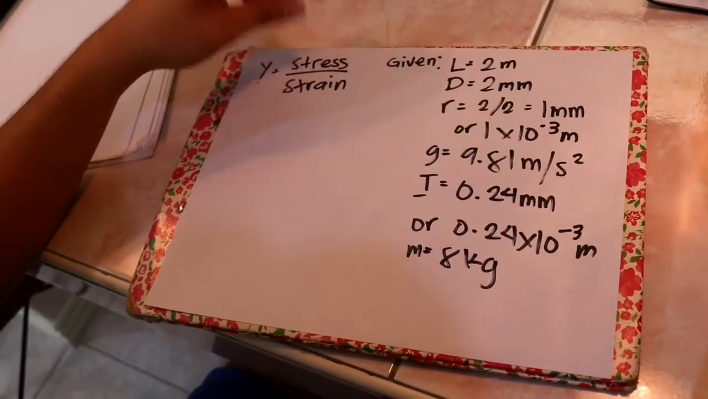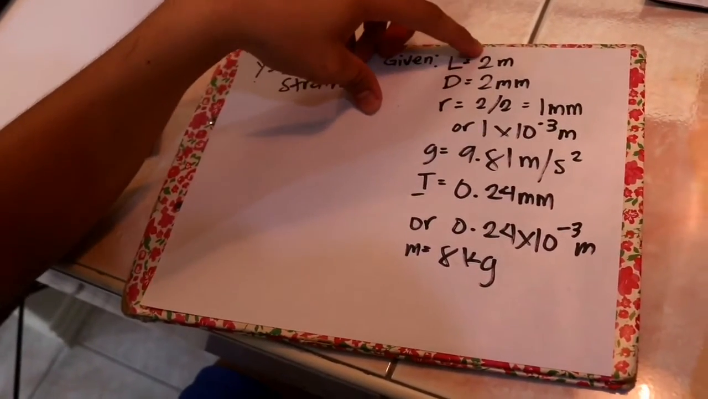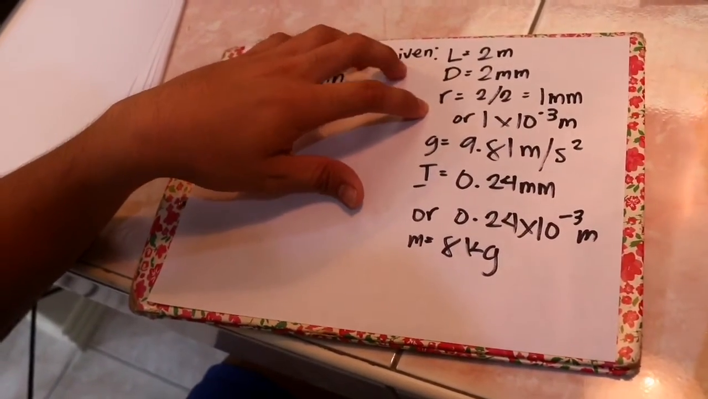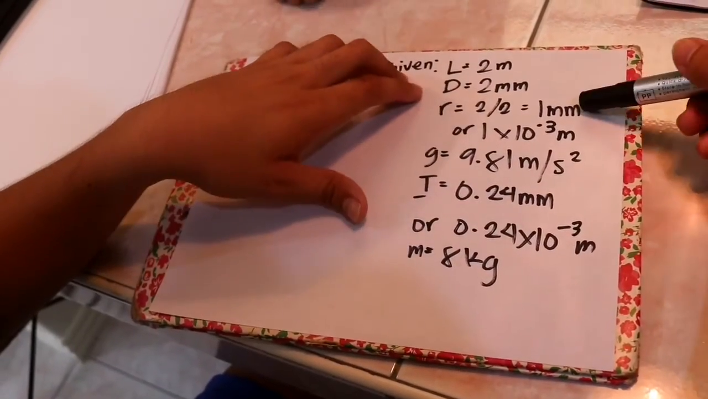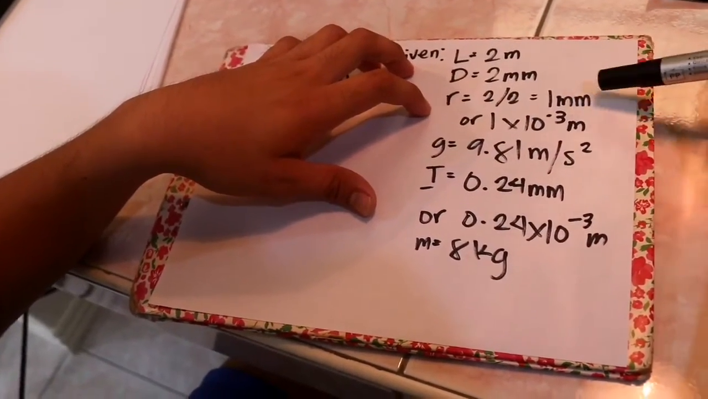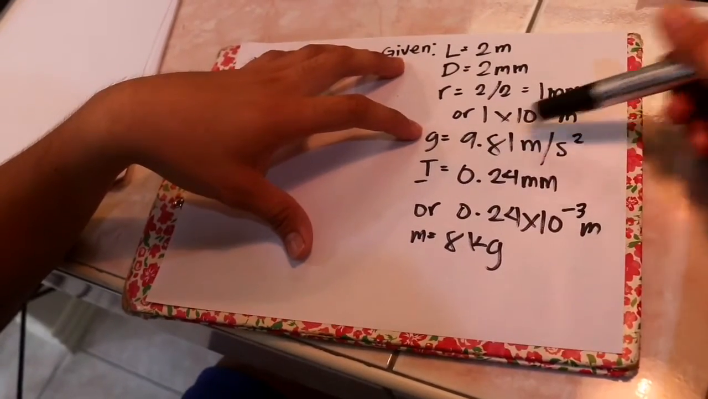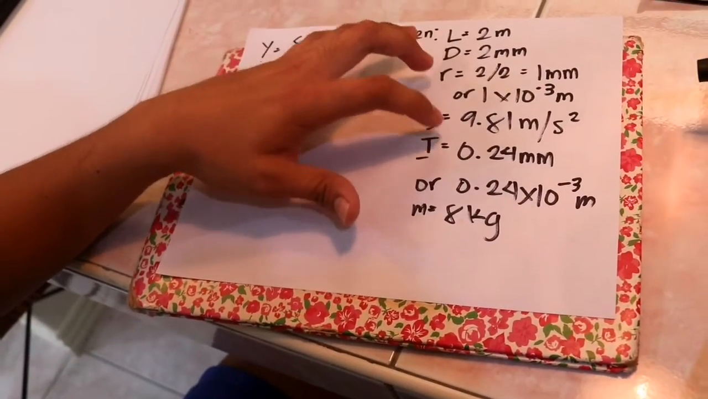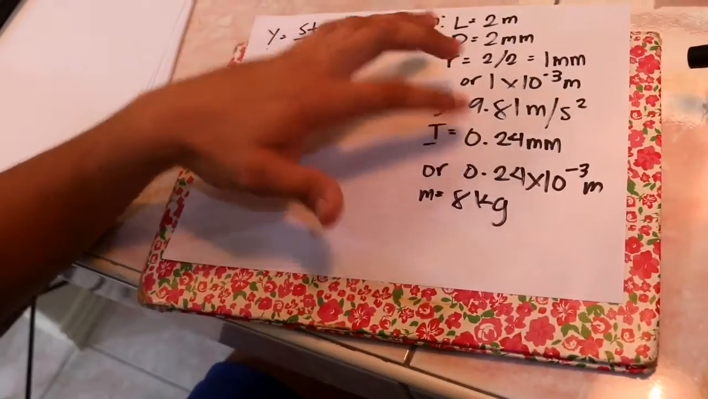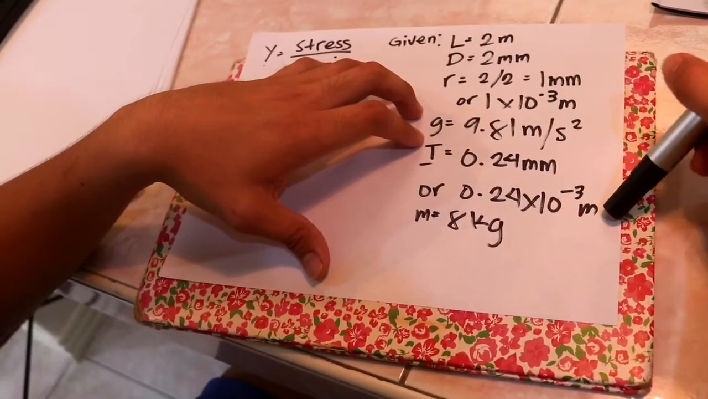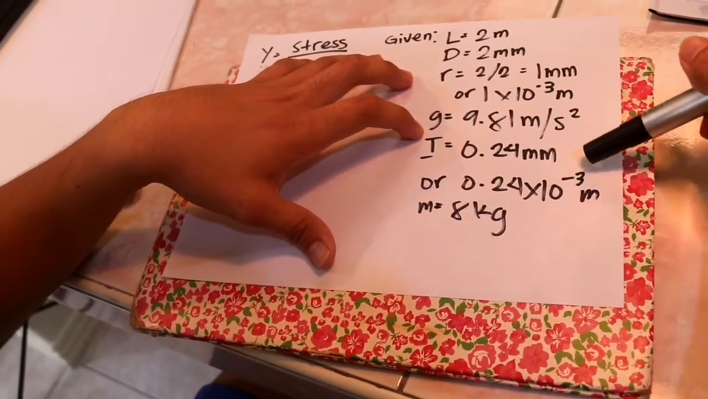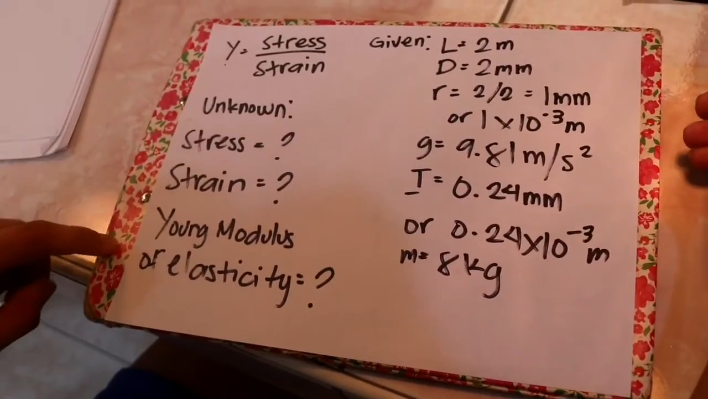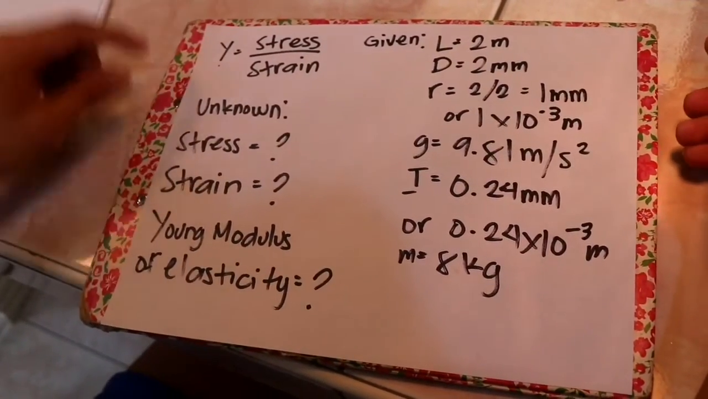So for example number 1, the given is the length, which is 2 meters, the diameter is equal to 2 millimeters, the radius is 2 millimeters over 2, which is equal to 1 millimeter, or 1 times 10 raised to negative 3 meter. The gravitational acceleration is 9.81 meters per second squared. The increased length is equal to 0.24 millimeter, or 0.24 times 10 raised to negative 3 meter. And the mass is 8 kilograms. So the unknowns in example number 1 are the stress, strain, and the Young's modulus of elasticity. So now, let's solve it.